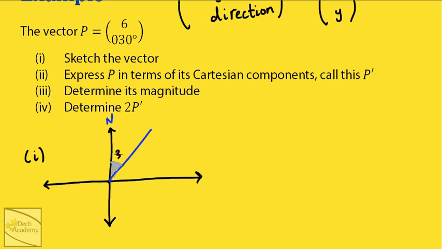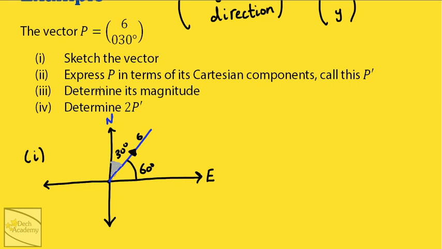So the length of this line representing the vector will be 6 units. So this angle is 30 degrees. It means that this angle is 60 degrees. The vector is of length 6. Also have to put the arrow in the direction the vector is pointing in. So you know it's a vector pointing towards the northeast.